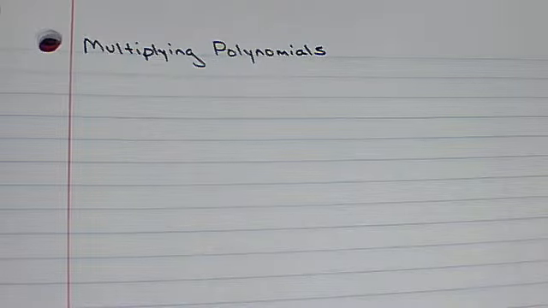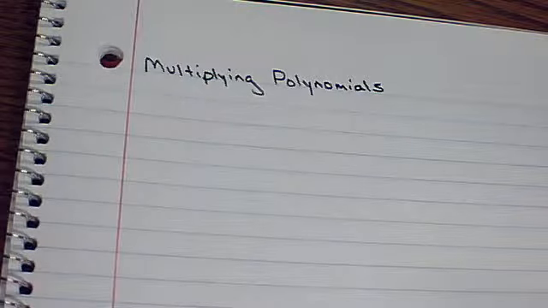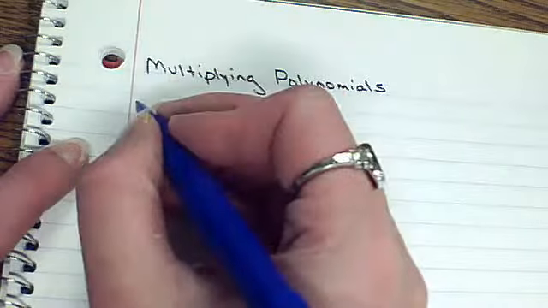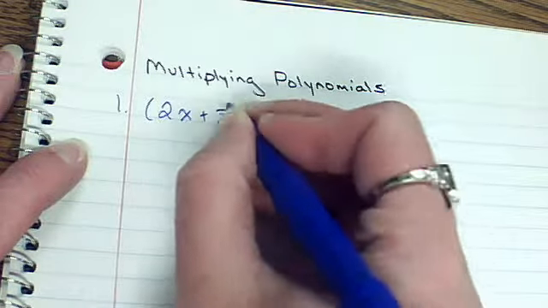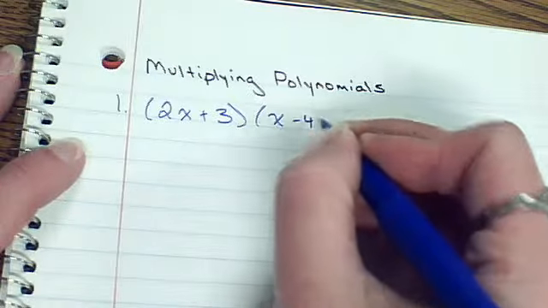Okay, now what I want to talk about is multiplying polynomials. So we want to look at some of the just basic multiplying of polynomials. Let's review what if we had 2x plus 3 times x minus 4.